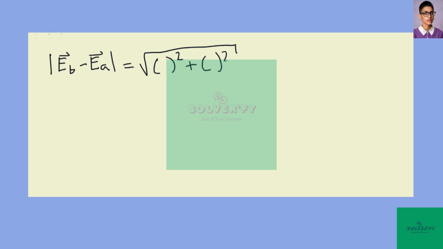The magnitude of this electric field difference vector is like the magnitude of all vectors. It's simply going to be the x component squared plus the y component squared. We can plug in our numbers, and we will end up with a value of about 5.7 times 10 to the 5 volts per meter. That's the magnitude of our electric field difference vector.